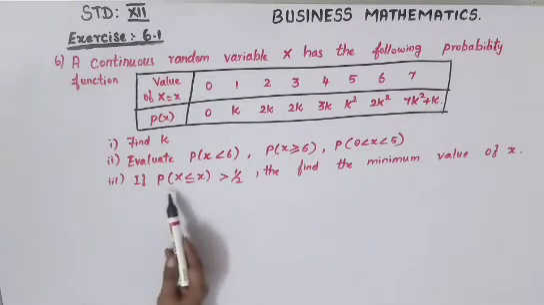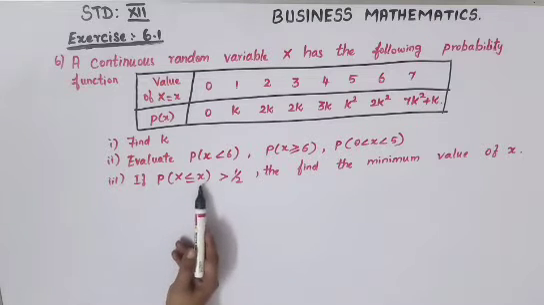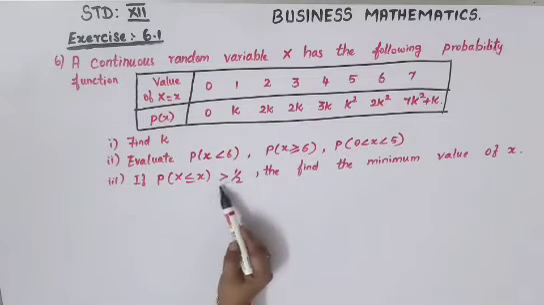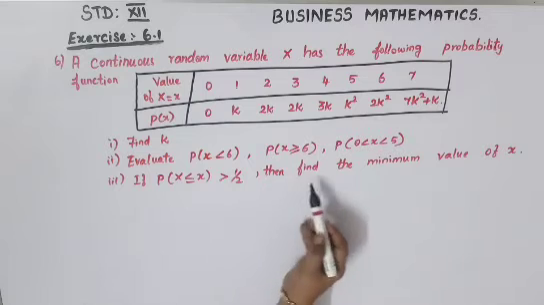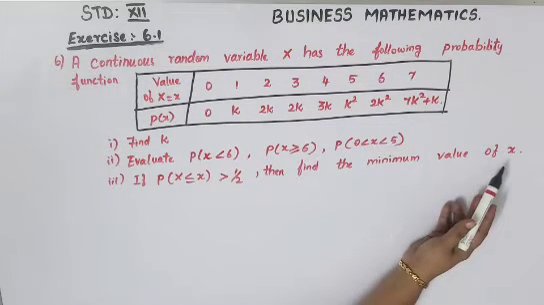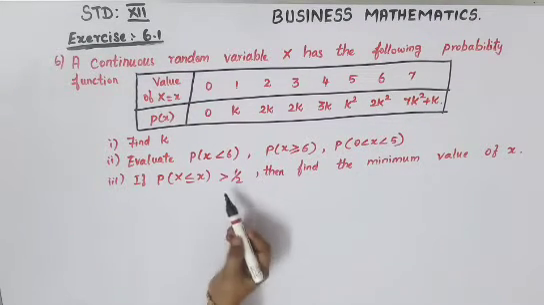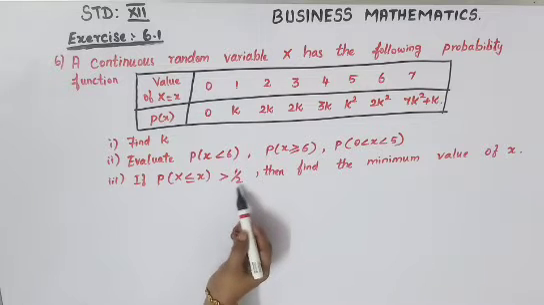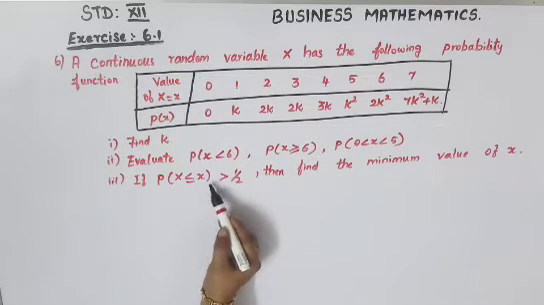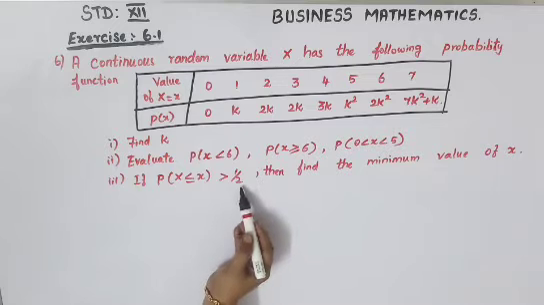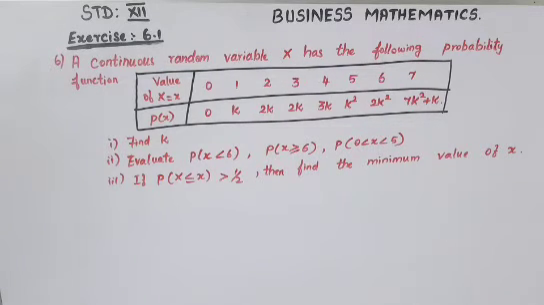Then your third condition is if p of x is less than or equal to x is greater than 1 by 2, then find the minimum value of x. So you will have to find the value of x when the probability of x less than or equal to x is greater than 1 by 2. Up to there you will have to find the value of x. Okay, so first we will go to the first subdivision.